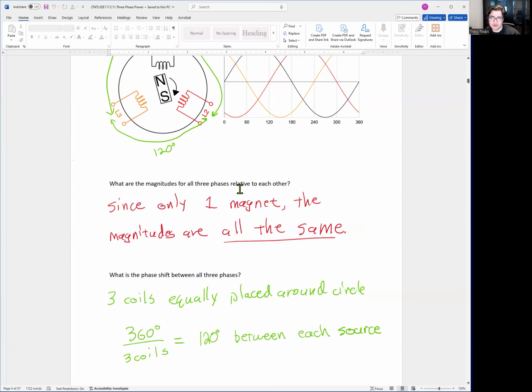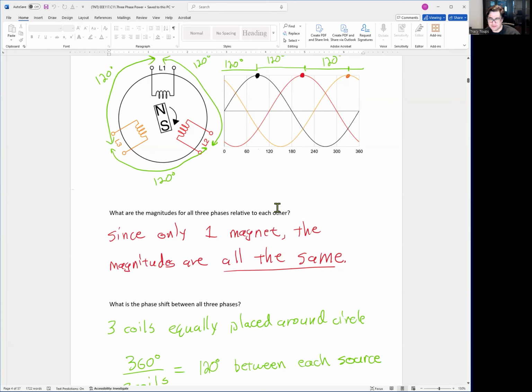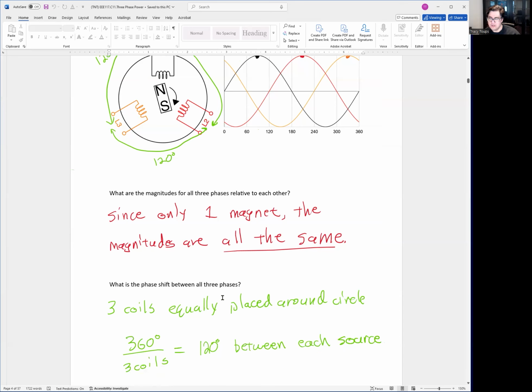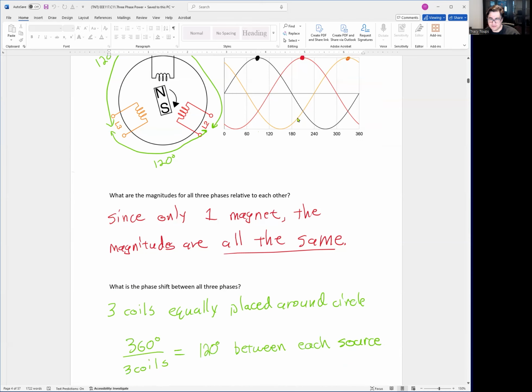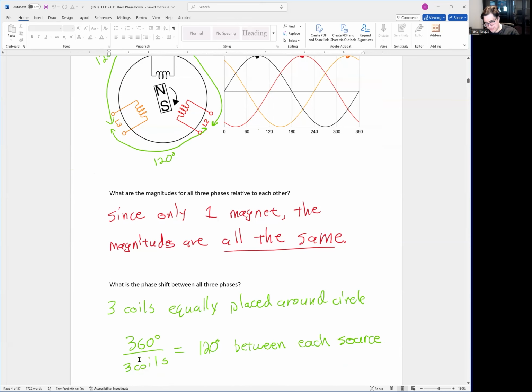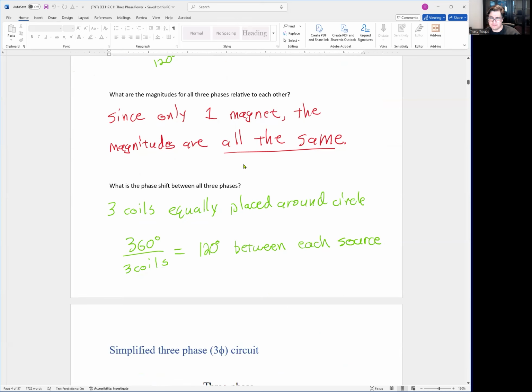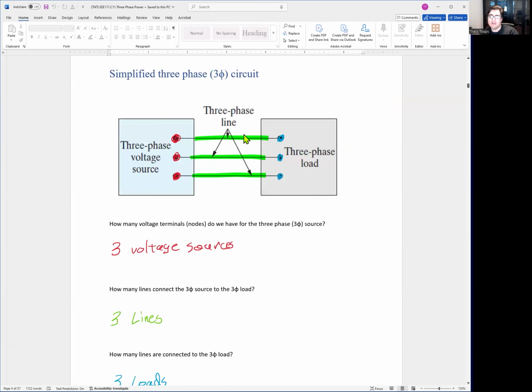So what are the magnitudes of all three phases relative to each other? Since there's only one magnet and the coils are equally wound, the magnitudes are all the same value. What are the phase shifts between all three phases? They're all 120 degrees apart. Three coils equally placed around a circle, 360 degrees divided by three coils is 120 degree separation. So that's where you've heard three-phase power is 120 degrees apart. This is where it came from. It's physically how it's built inside the generator.